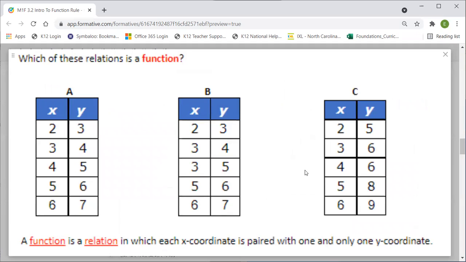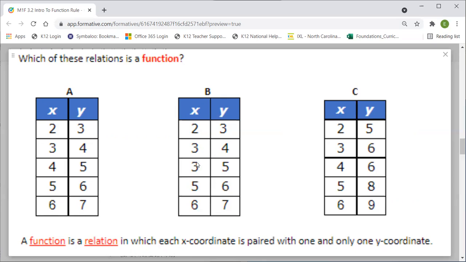Okay, looking at the tables, which relation is a function? So again, guys, we're looking at those x values. Do they repeat? Okay, so if I look here at this first one, the x values don't repeat. Each x value has only one y value. Okay, so that one's good. That one is a function, but let's just check the other ones.